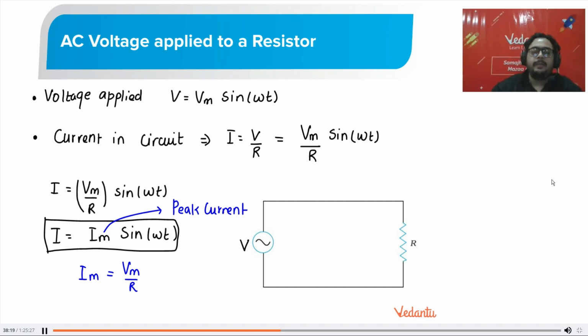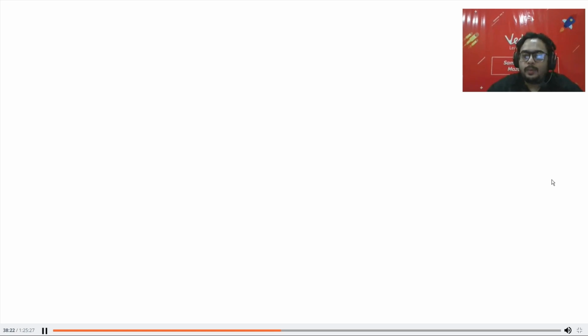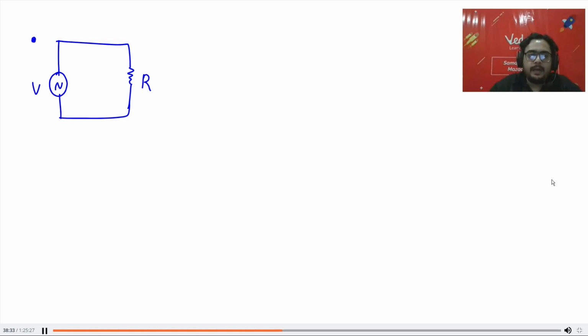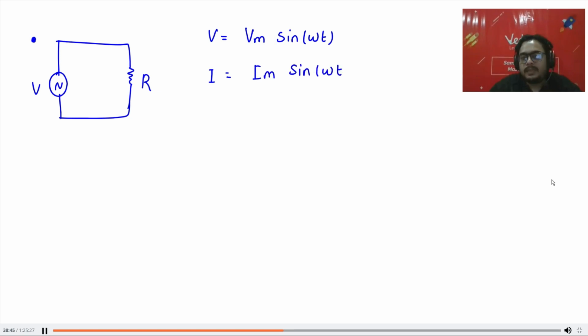Let's move ahead. Let us see what we have understood till here. If you have an alternating circuit, if you have a resistor R in it, and voltage is V, if V is Vm sine omega t, then the current I got was Im sine omega t, and the value of Im is Vm by R. This is clear to me.